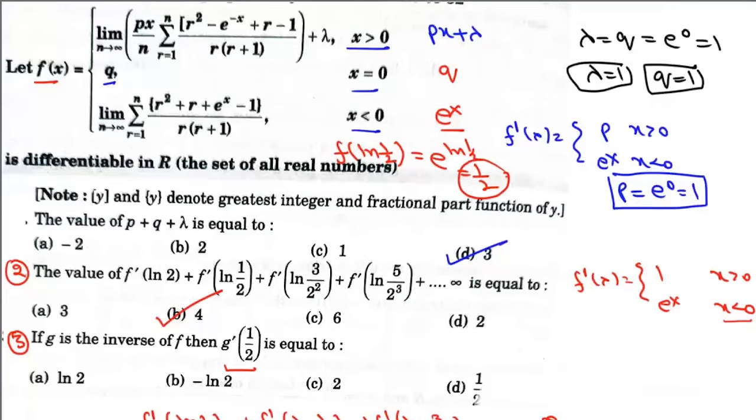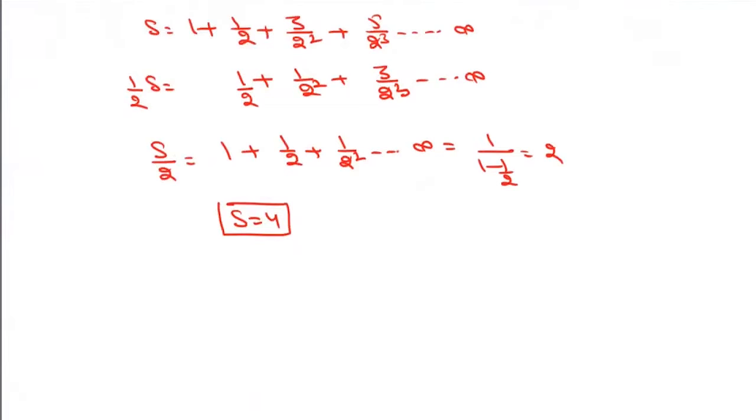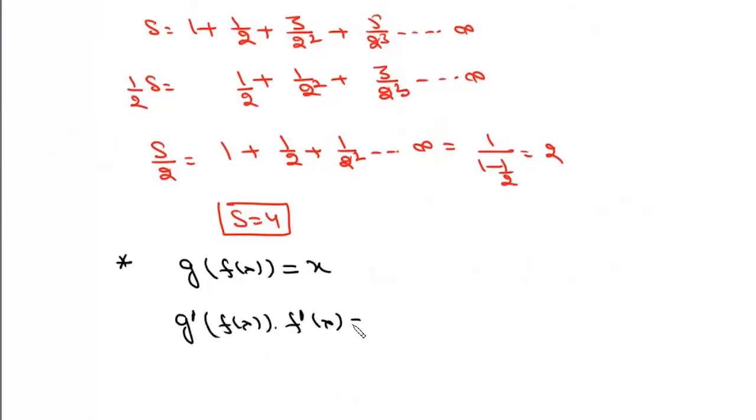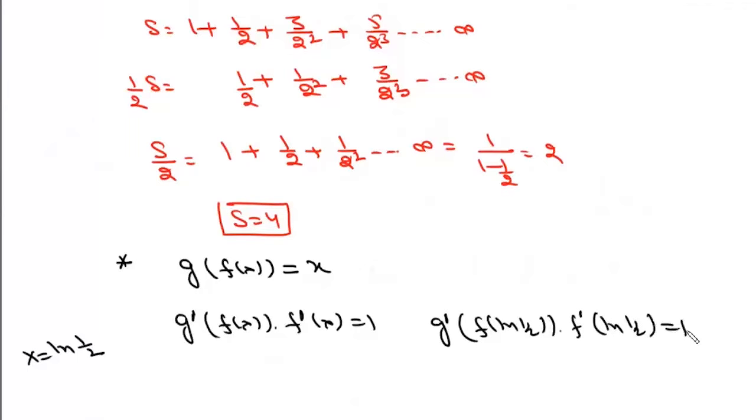Now we know that if f(x) and g(x) are inverse functions of each other, then g(f(x)) is equal to x. Now we differentiate, and we can write g'(f(x)) times f'(x) must be 1. What we'll do here is put x as log 1/2. So here it will be g'(f(log 1/2)) times f'(log 1/2), and it is equal to 1.